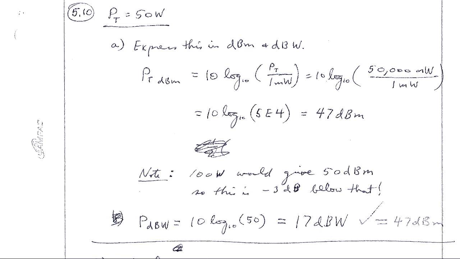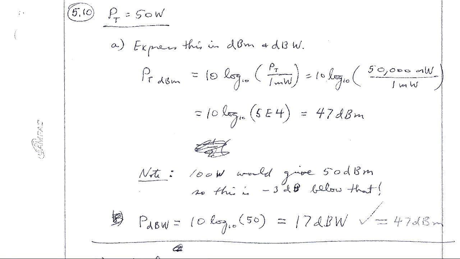Okay, here's problem 5.10 from Stallings. And basically this comes in several parts. Part A says that let's assume a transmitted power of 50 watts, and we want to express the 50 watts in dBm and dBW. Straightforward calculation gives me 47 dBm. And in dBW it's 30 dB less, and it's 17 dBW.